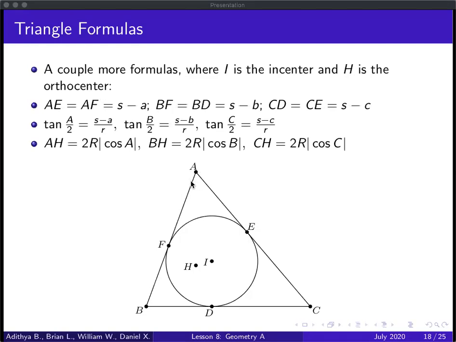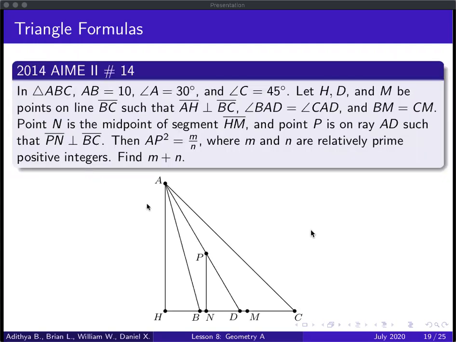Are these formulas clear? Yep, the orthocenter is the intersection of the three altitudes. Okay, then let's move on to our first example. Yeah, it's a typo. We flipped the fractions. Yeah, it should be R over S minus A. The orthocenter one, just the law of sines on BHC.